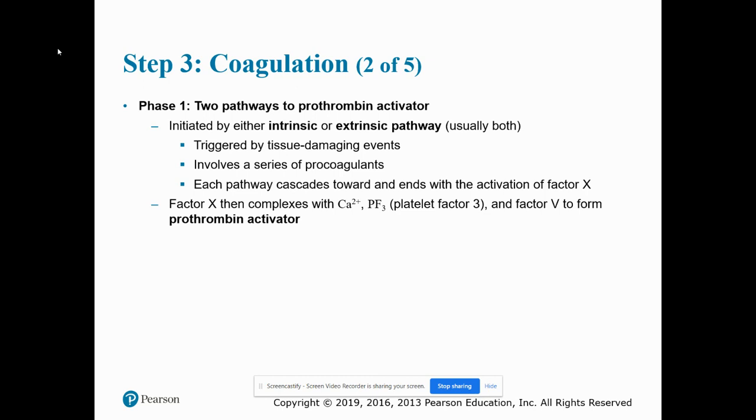You can get there by the intrinsic or the extrinsic pathway, usually both though. They're triggered by tissue damaging events, involve a series of procoagulants, and each of them is cascading towards the activation of something called factor X. Factor X is then going to complex with calcium and platelet factor 3 and factor 5 to form prothrombin activator. So again, phase 1, the purpose is to get to prothrombin activator.